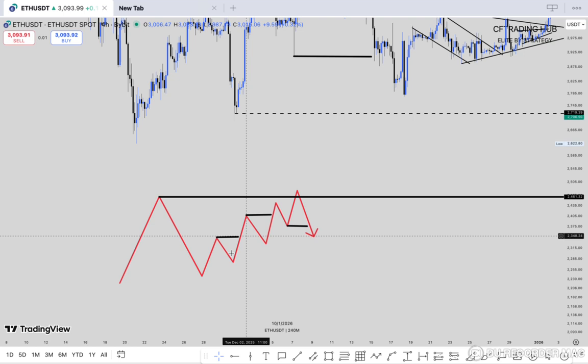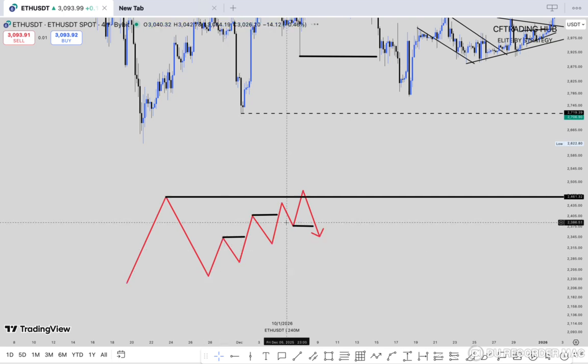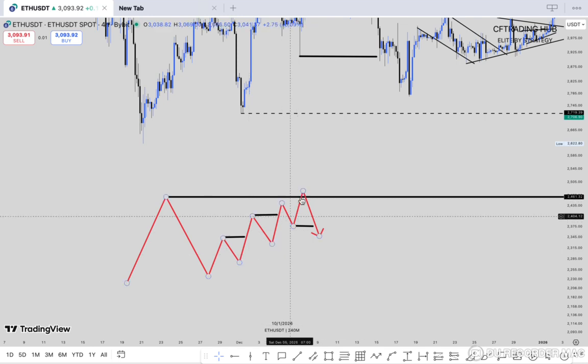So by coming up, what is happening? By coming up, they are filling their position to willing sellers over here. After filling their position to willing sellers, big players have stepped in over here to actually sell the market off.